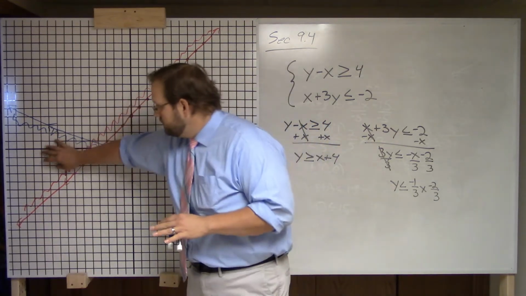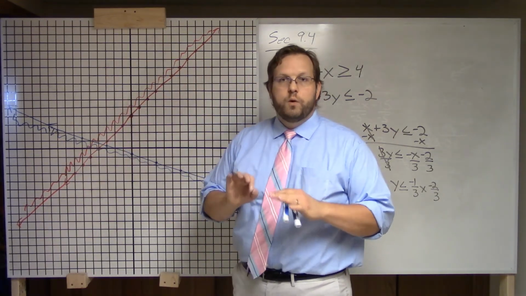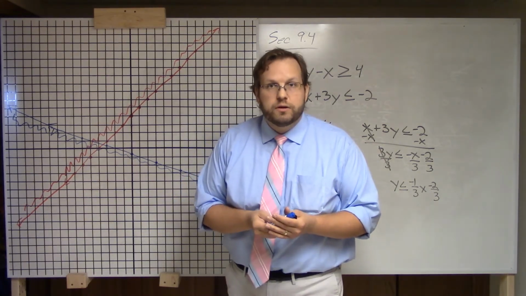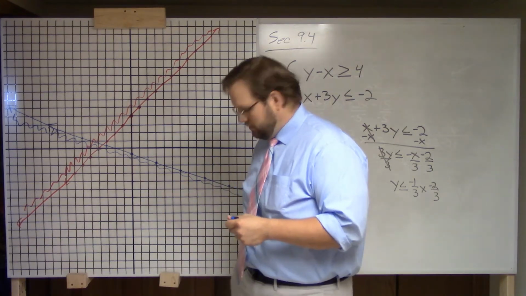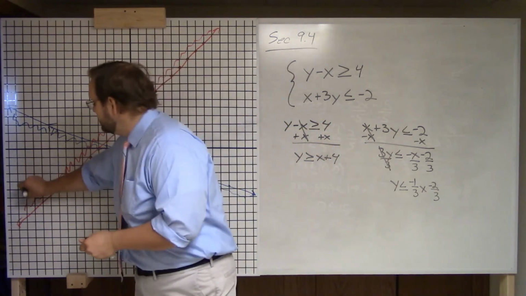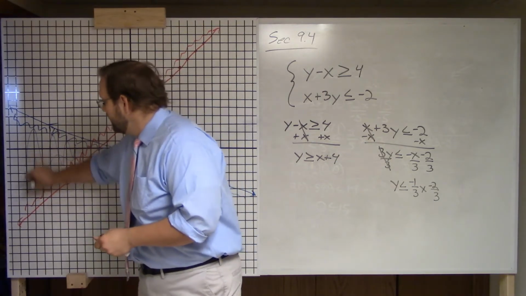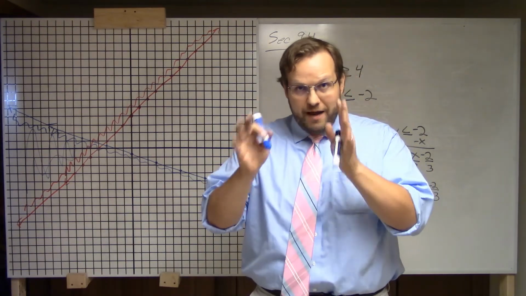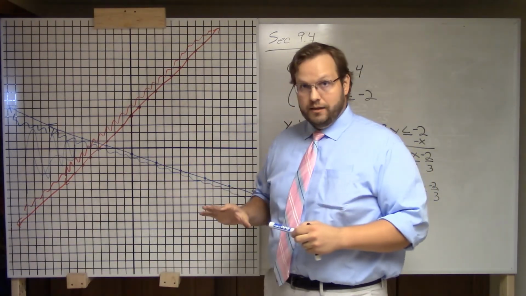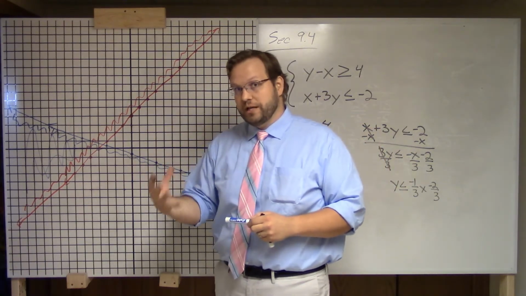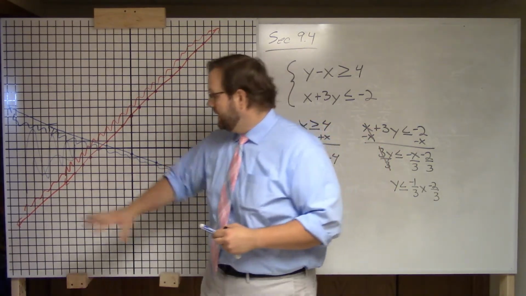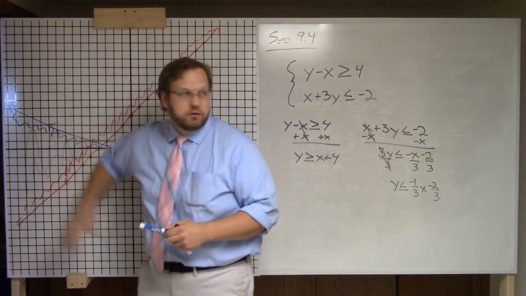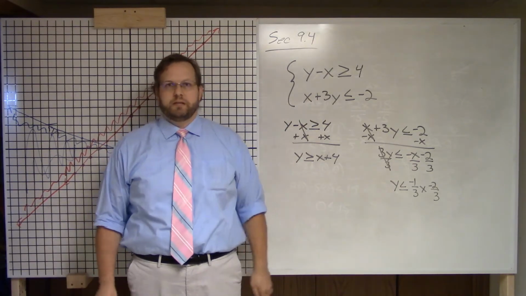I have 1, 2, 3, 4 regions. Which region or regions has shading from both? The only region where that happens is this region right here. So there's no ordered pair we take out of this. Our graph is our answer. We graph the two inequalities and then shade the region where they both overlap. And that's going to be here. This is our solution. Any point within this region will solve this system of inequalities.